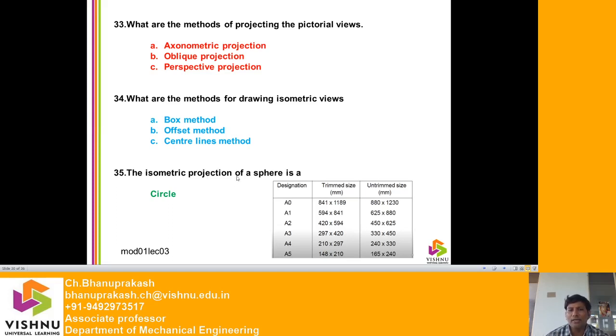Next one, the isometric projection of a sphere is, obviously, a circle. You can make an assumption: if you take a sphere and see it from the top, what will it look like? It should look like a circle. Whether you see it from the front or from the side, obviously you will get the isometric projection as a circle.